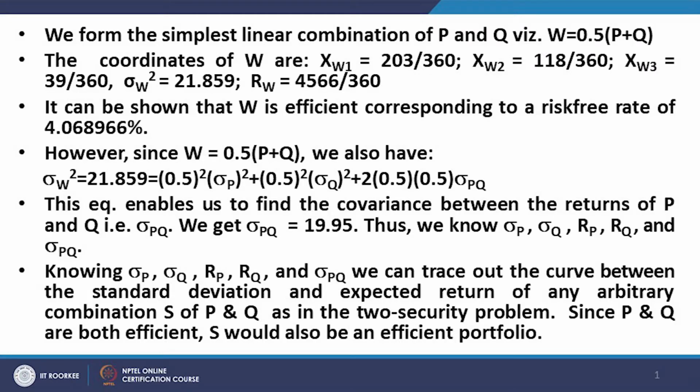So, we have x W1 is equal to 203 divided by 360, x W2 is equal to 118 divided by 360, and x W3 is equal to 39 divided by 360, and sigma W is equal to under root 21.859. In other words, sigma W square, the variance of W, is equal to 21.859, and the expected return of W is equal to 4566 divided by 360.